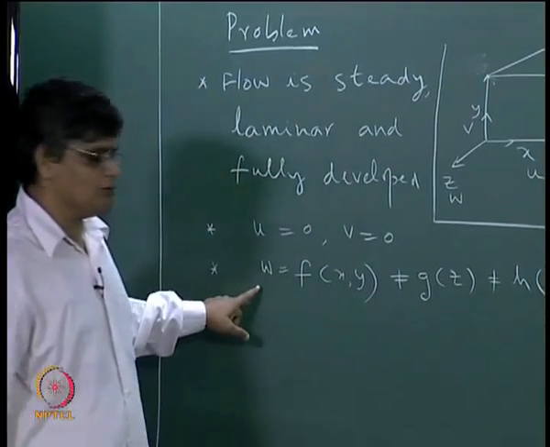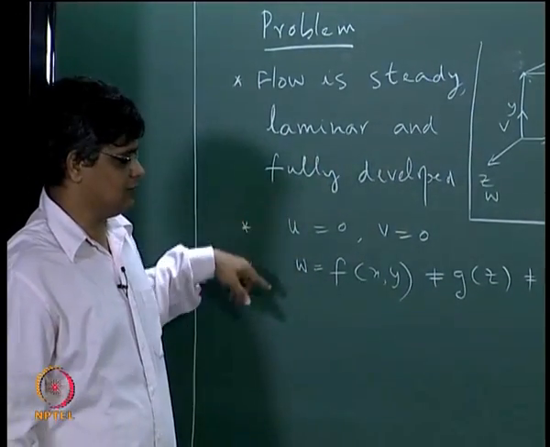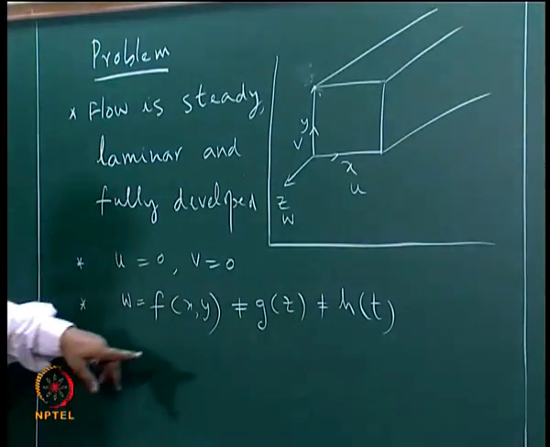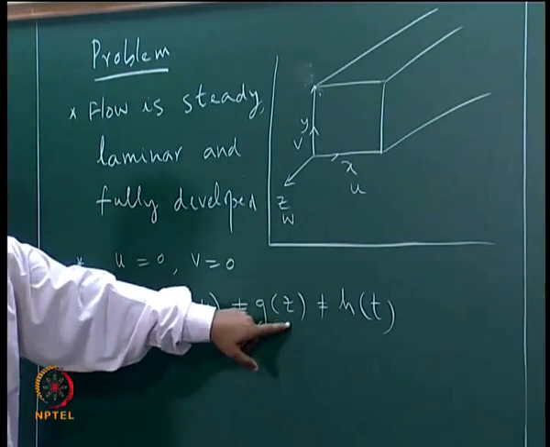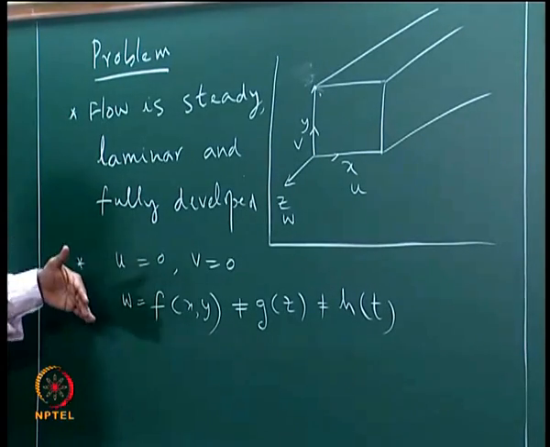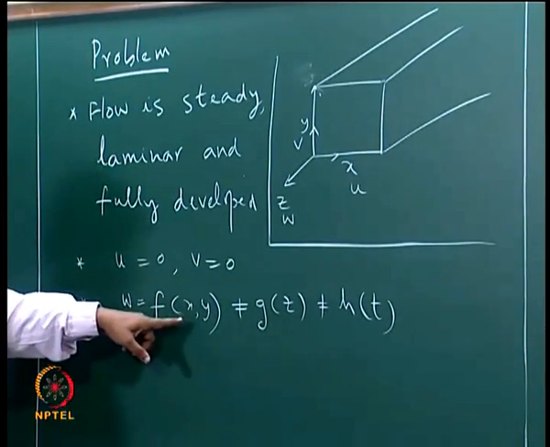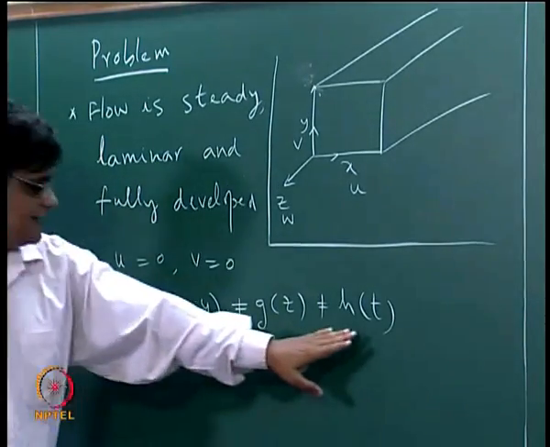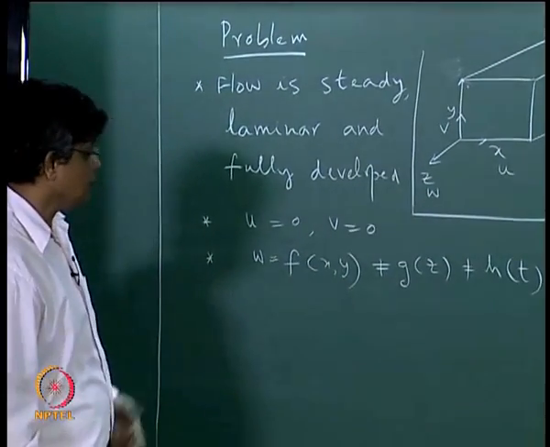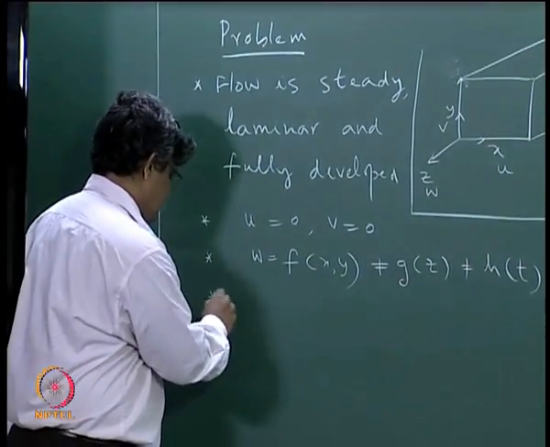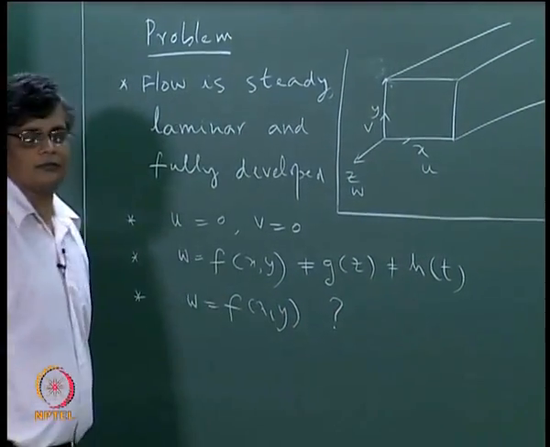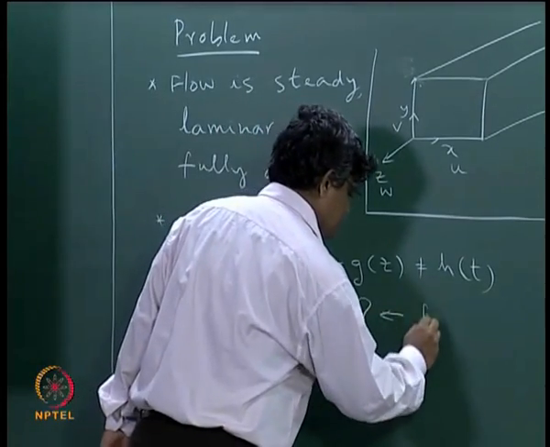So w is the only non-zero component of the three velocity components, because the flow is steady, fully developed and laminar, and it is not a function of z. So at any cross section the flow field, that is the variation of w with x and y, will be the same, and it is steady and two-dimensional in the sense w is a function of x and y. So the problem that we want to know is how does w vary with x and y. So this is the flow field that we are interested in.